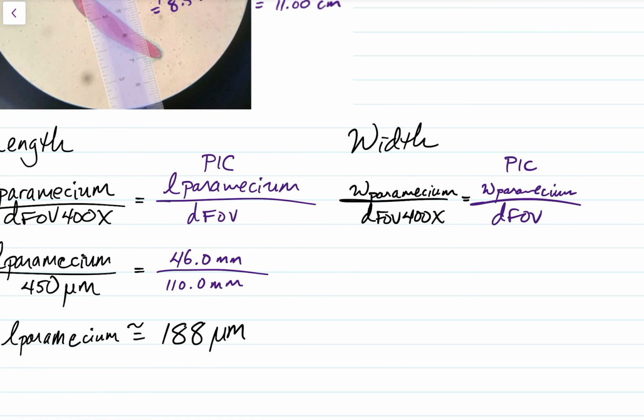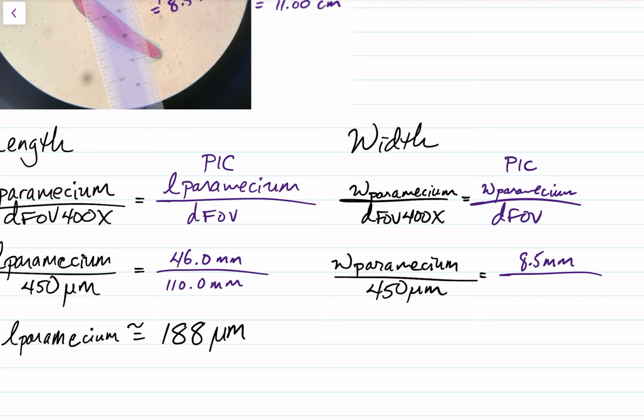You can use whatever color you want or no color at all, but the colors just help me remember what to choose. Paramecium. Okay, and our diameter field of view at 400 is still 450 microns. And again, give or take, right? Whatever that actually is, which I do want to find out actually. 8.5 millimeters, so that's teeny tiny. So our final answer is going to be teeny tiny. And that just makes intuitive sense.